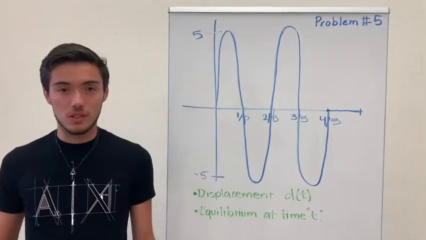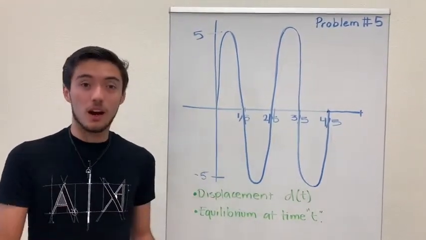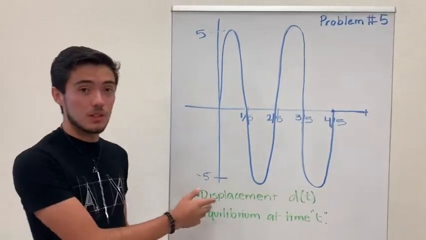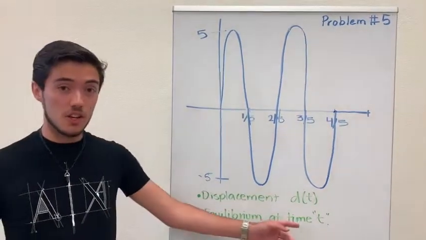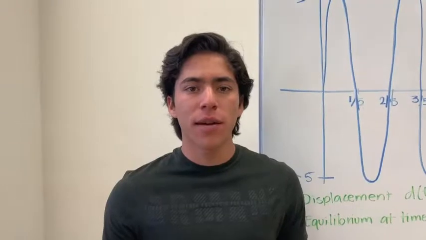Problem number 5 consists of a mass attached to a spring moving up and down in a harmonic motion. The graph right here expresses its displacement, d of t, from its equilibrium at time t. To solve this problem, first we need to find its amplitude. But what is the amplitude?